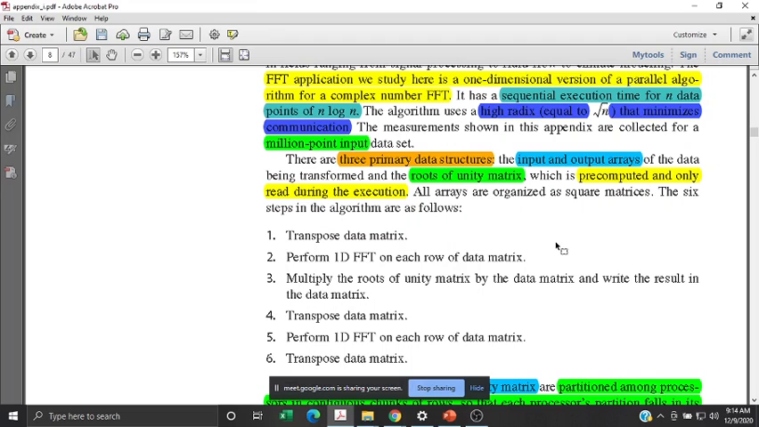So he has identified 6 steps. How does the computation happen? You transpose the matrix, then you perform a one-dimensional FFT. Whenever you are stating this one-dimensional FFT, what is important is that there are certain data elements and certain elements from the transform matrix. That is also one dimension, but you are not fetching continuously when moving across rows and columns, so that may not be continuous.